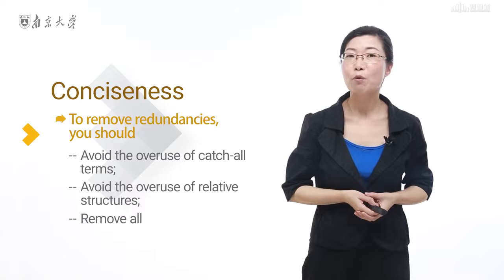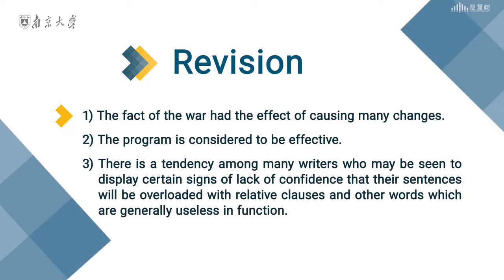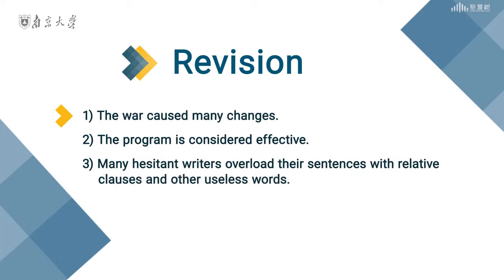Number 3, remove all the unnecessary words, words that do not contribute new information to the text. To be and being, for example, are such words, and very often they can be safely removed. Now pause the video and revise the following sentences for better brevity. Okay, here's the possible revision. You may pause the video to read it more closely.